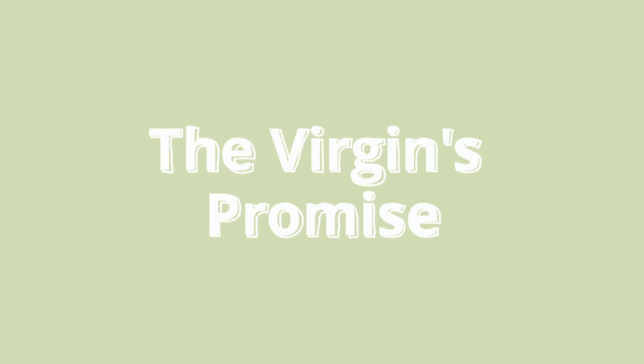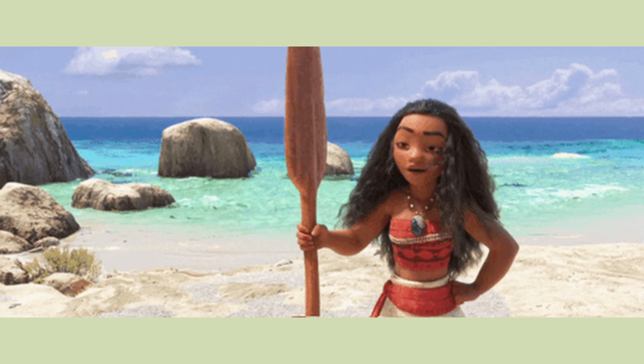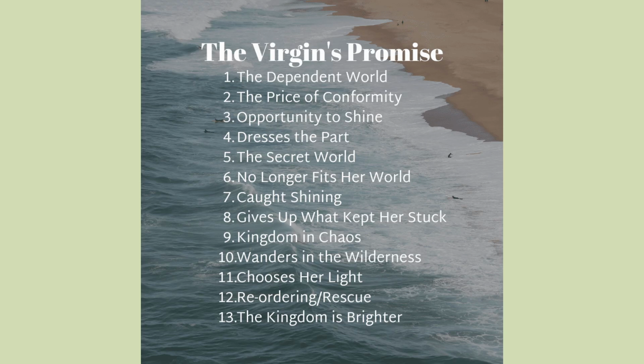The Virgin's Promise. Developed by Kim Hudson, this plot framework focuses specifically on the heroine and can be considered as an alternative to the hero's journey. Instead of being so focused on telling the story of a chosen one achieving a quest, this framework focuses on a character challenged by their shadow side, their own internal conflict. This framework includes 13 beats titled Dependent World, Price of Conformity, Opportunity to Shine, Dress the Part, Secret World, No Longer Fits Her World, Caught Shining, Give Up What Kept Her Stuck, Kingdom in Chaos, Wanders the Wilderness, Chooses Her Light, Reordering, and The Kingdom is Brighter.